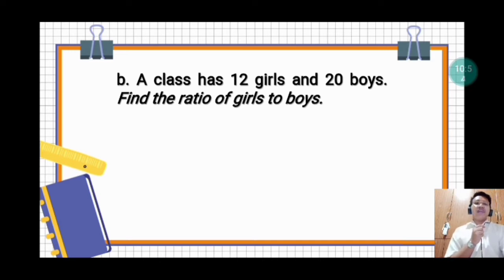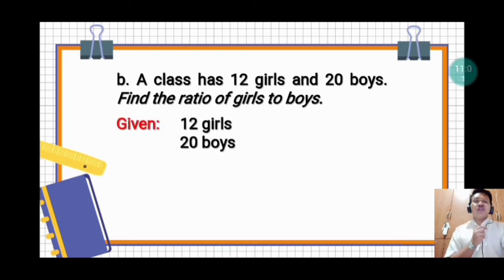Okay, so first we need to identify the given on this problem. So the given are 12 girls and 20 boys. So we need to write it into ratio form. Okay, so anyone? All right, very good. This would be 12:20. And after that, we need to convert it into fraction. Okay, so anyone? All right, very good. So this would be 12 over 20. However, this fraction is already in a higher value, so we need to simplify it. We need to simplify it into its simplest form.